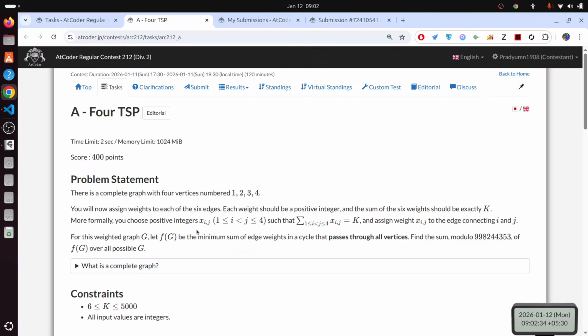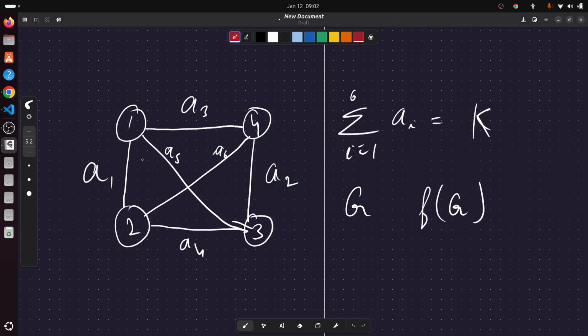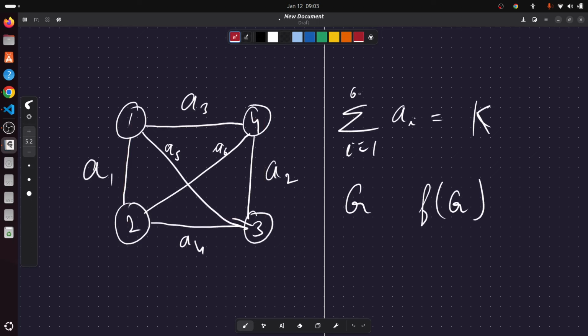We have to find the sum. f of g is defined as the minimum sum of edge weights in a cycle that passes through all the vertices. So it has to be a cycle, it has to pass through all the vertices and it has to be minimum, right? Of course we will pass through each vertex only once. If we do it multiple times, then it will be more than the minimum. So we pass through each vertex only once. And they are telling us to find the sum of this f of g over all the graphs that have this sum of edge weights equal to k, right?